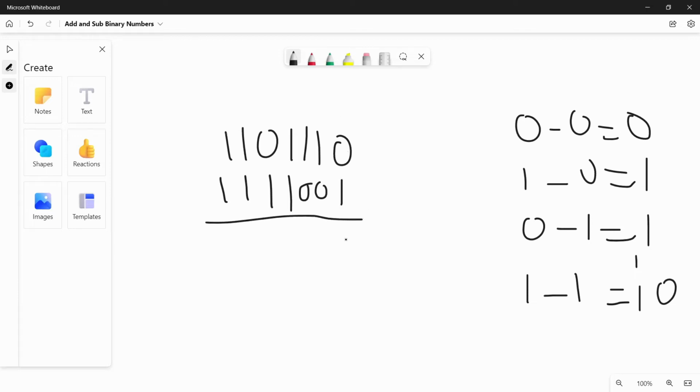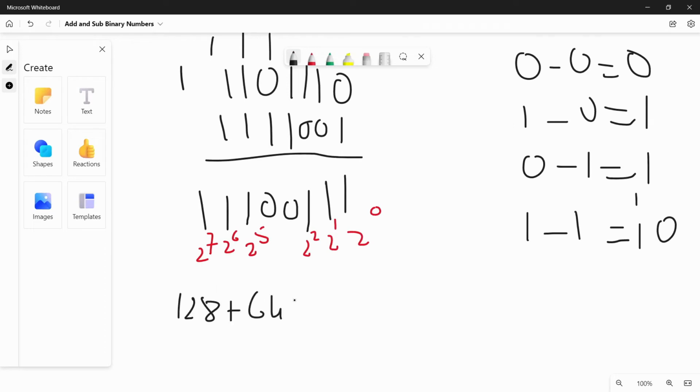0 and 1 is 1. 1 and 0 is 1. 1 and 0 is also 1. 1 and 1 is 0, carry over a 1. 1 and 0 is 1. 1 and 1 is 0, and carry over a 1. 1 and 1 is 0, put a 1 over here. And 0 and 1 should be equal to 1. 1 and 1 is 0, and we should carry over a 1. 0 and 1 is 1, and this 1 will slide down here.